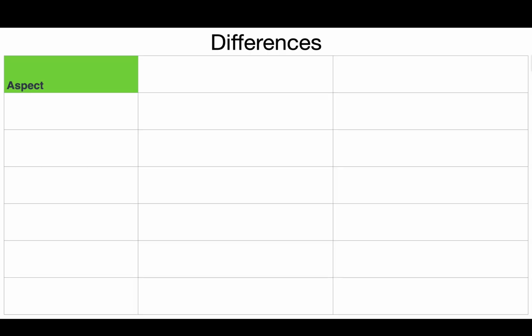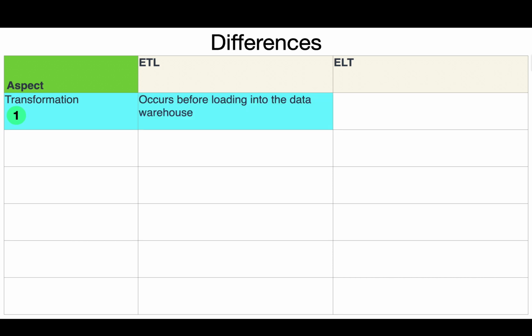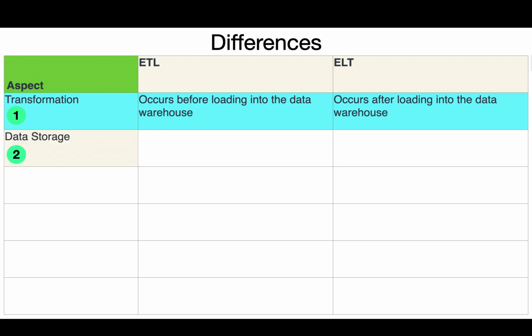Differences between ETL and ELT. 1. Transformation. In ETL, transformation occurs before loading data into the data warehouse. In ELT, transformation takes place after data is loaded into the data warehouse. 2. Data storage. ETL stores transformed data. ELT stores raw data initially.